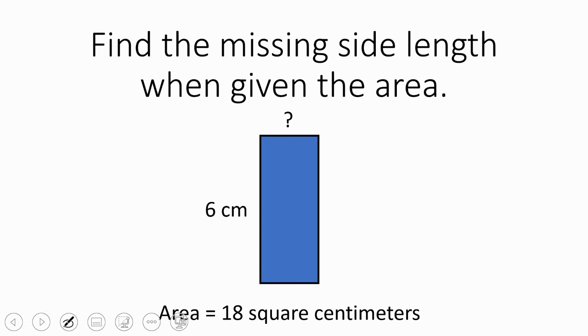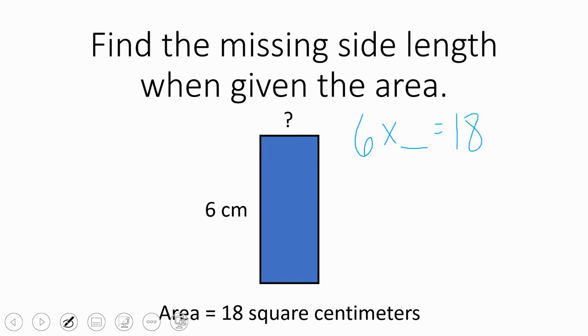Okay, last one. Again, pause the video, and then when you are finished and you have found that missing side length, press play to see how I solved this. So step 1, I'm going to write that multiplication sentence. 6 times blank equals 18 square centimeters.